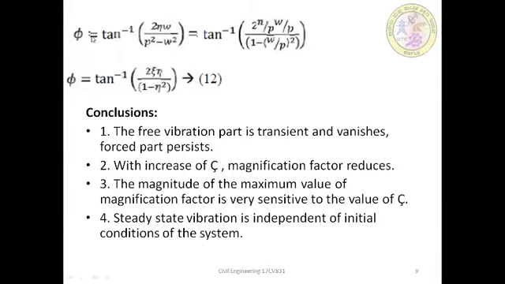Here the phase angle is given by this, and after simplification we will have phi, the phase angle, in this pattern: tan inverse of 2 chi nu divided by 1 minus nu square.